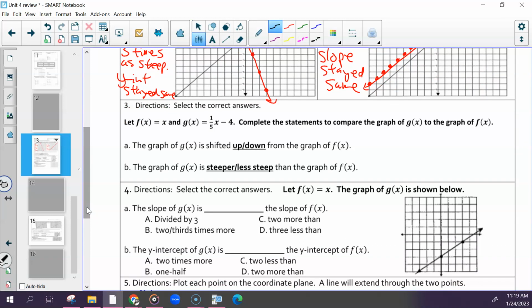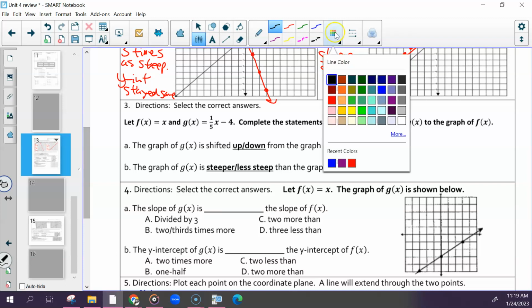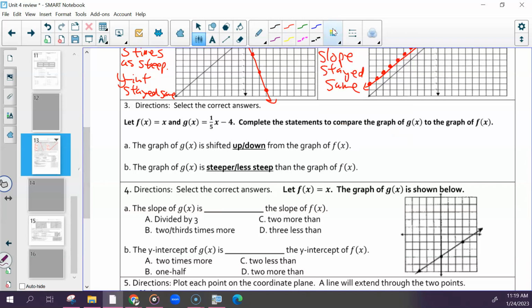On the same page. For number 3, we are comparing the slope and y-intercept of this original to the slope and y-intercept of this one that's given. So, is the graph or the function of g of x shifted up or down compared to the original? Lily? Down. How do you know that? So remember that shifted up or down is your y-intercept, so that's what those are comparing. The graph of g of x, or the function, is steeper or less steep than the original.